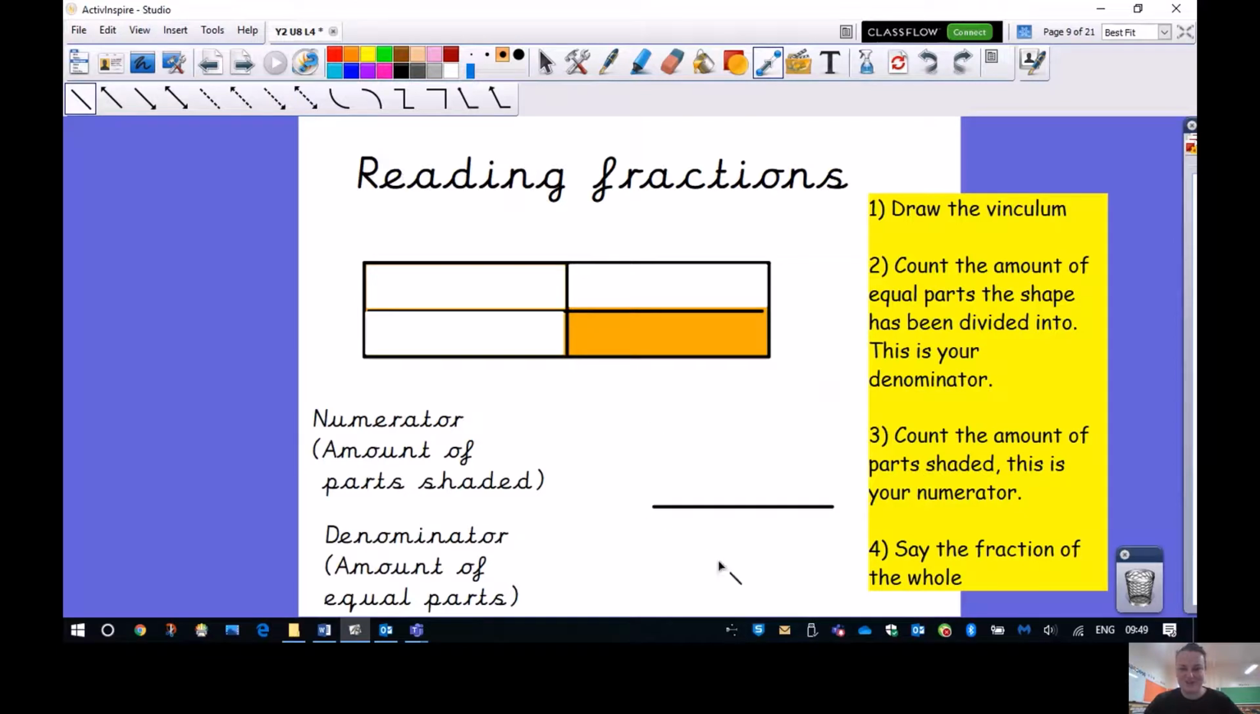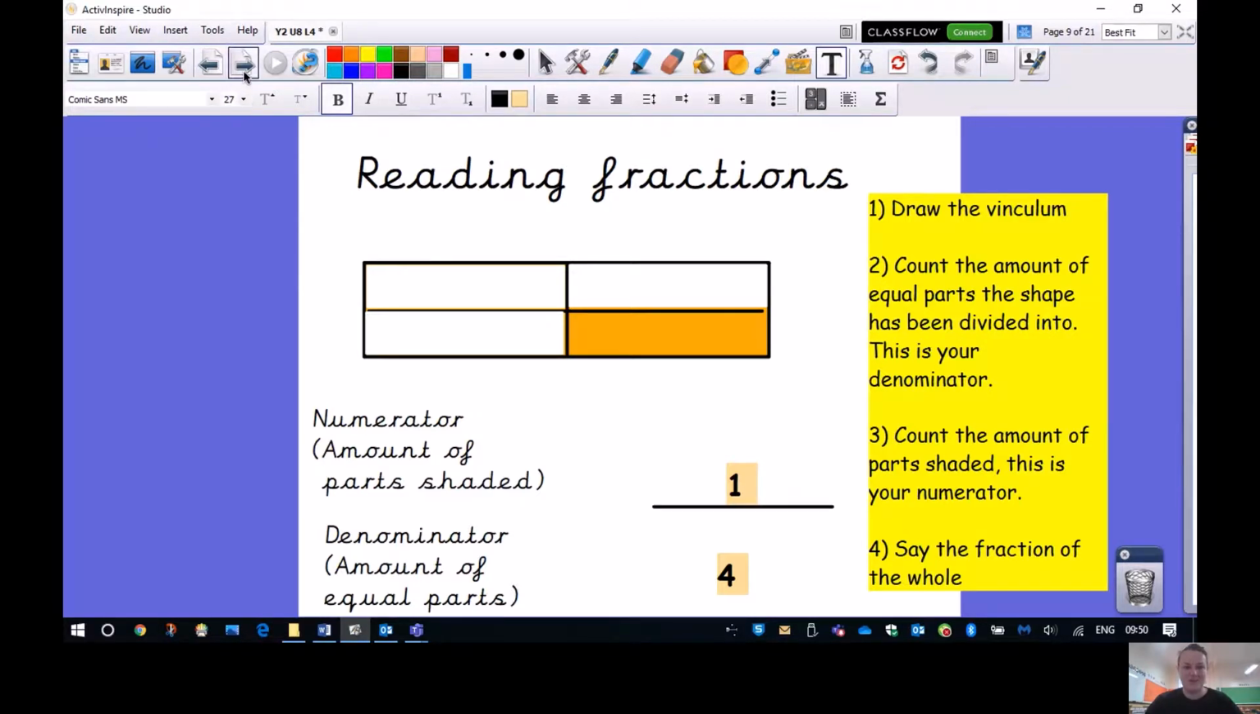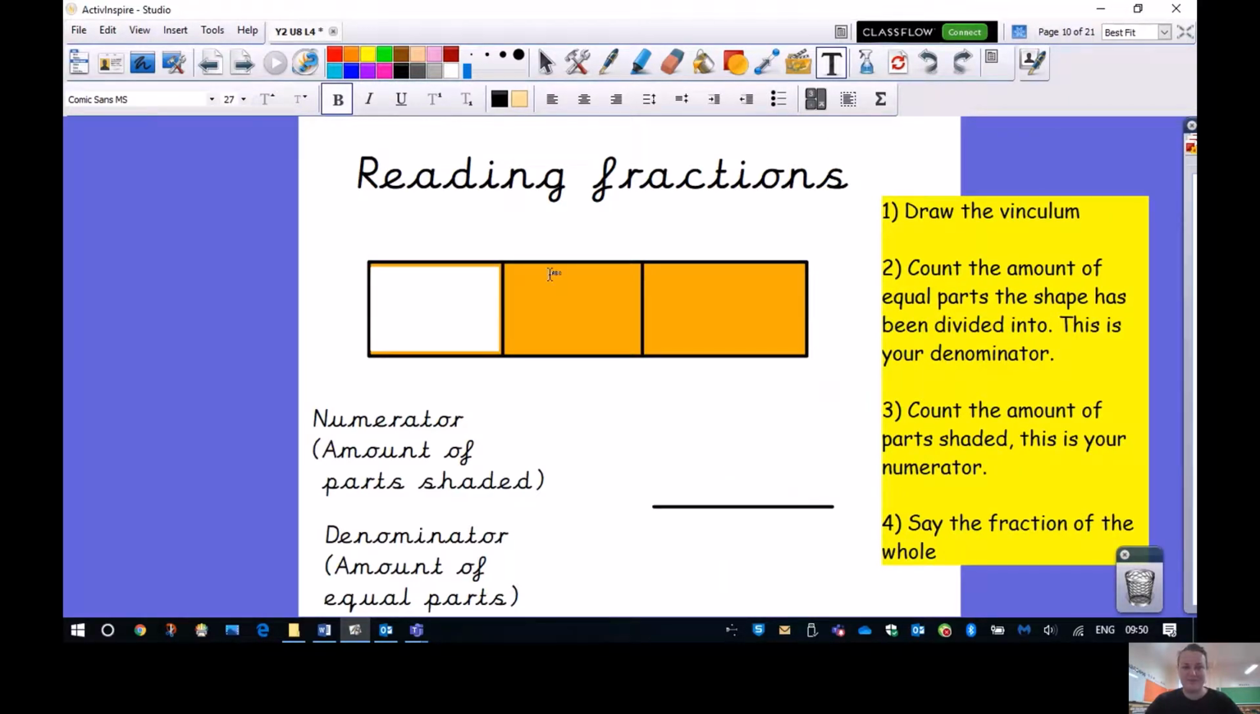Draw the vinculum, count the amount of equal parts, and check. This is your denominator. How many equal parts do I have? 1, 2, 3, 4. 4 equal parts. Count the amount of parts shaded. 1 part has been shaded. My numerator is 1. My denominator is 4. Say the fraction of a whole. 1 quarter.